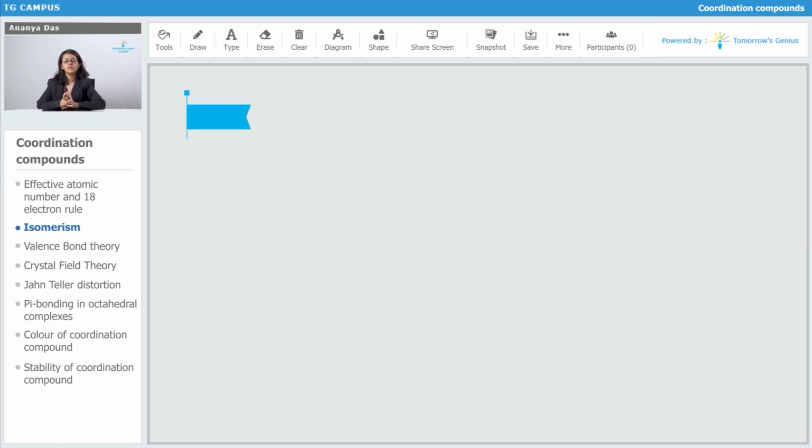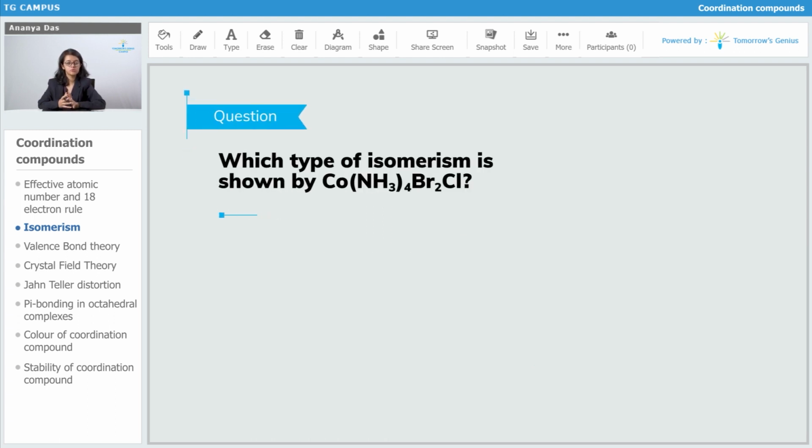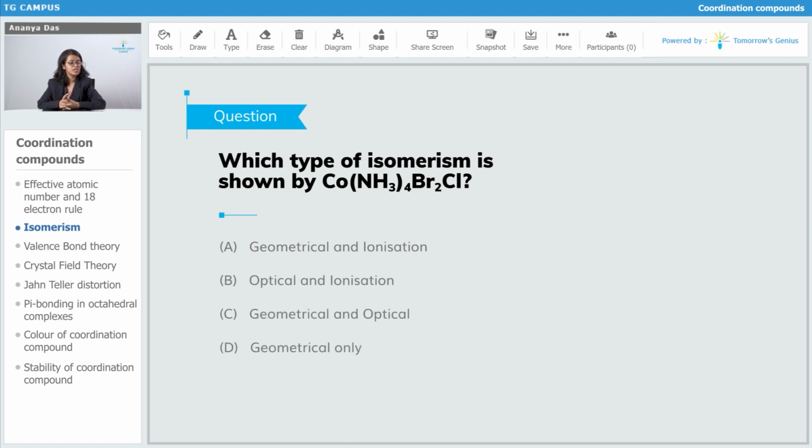So next up we have a question on the total isomerism we did till now. This question is asking you which type of isomerism is shown by [Co(NH3)4Br2]Cl. If we try to make its coordination number 6, we can see here 4 plus 2 plus 1, 7 ligands are present. So obviously one of them has to be outside.